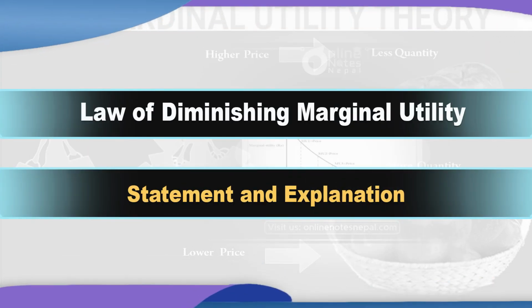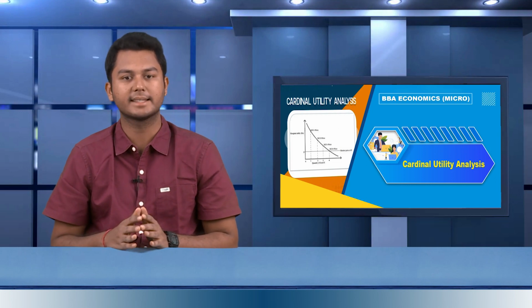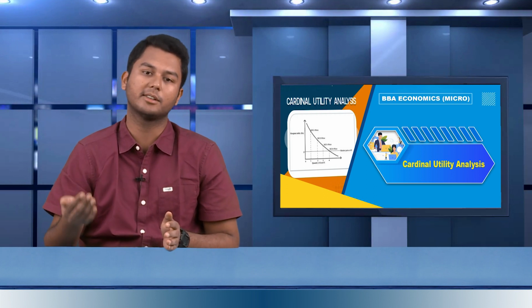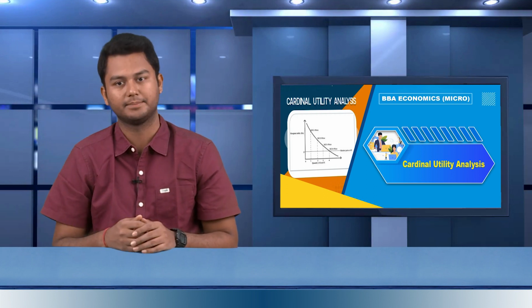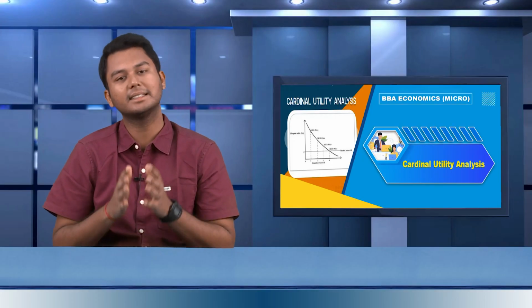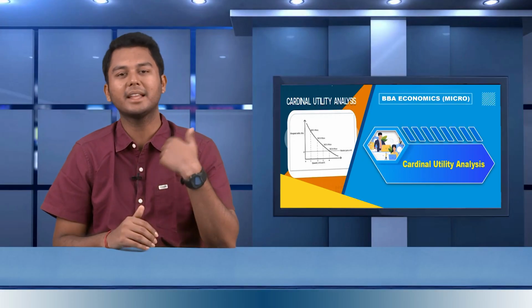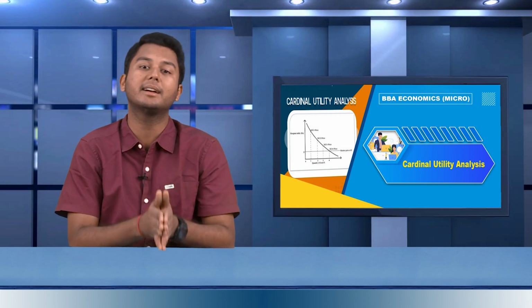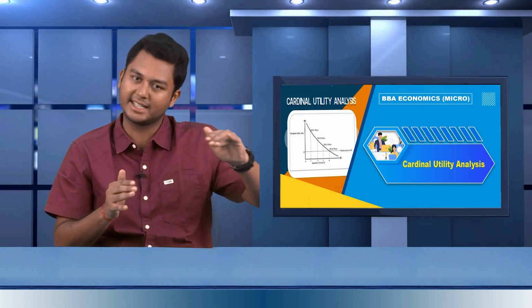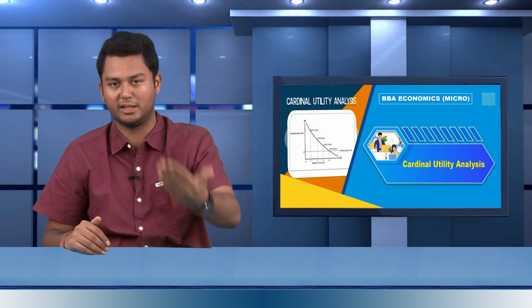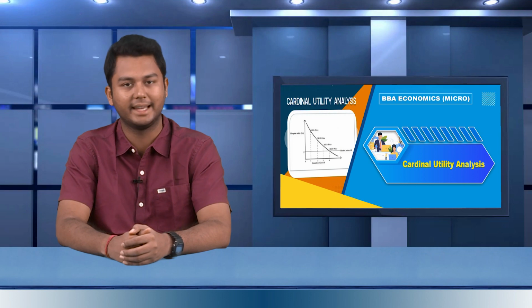The law of diminishing marginal utility states that as a person consumes more units of a good, the additional satisfaction from each extra unit decreases. In simple terms, the first slice of pizza is extremely satisfying. The second slice is still good but less exciting, and by the 4th or 5th slice you may not want anymore, because initially you are very hungry and then your hunger is satisfied. So the level of satisfaction will go on reducing for every additional unit, you can say. This is a very simple example.